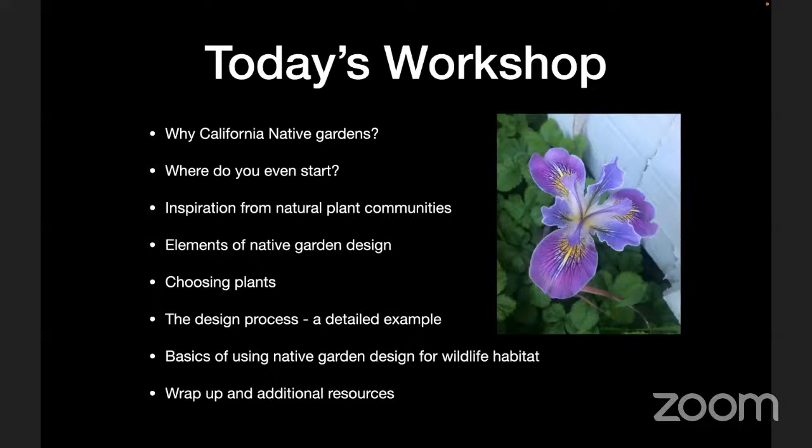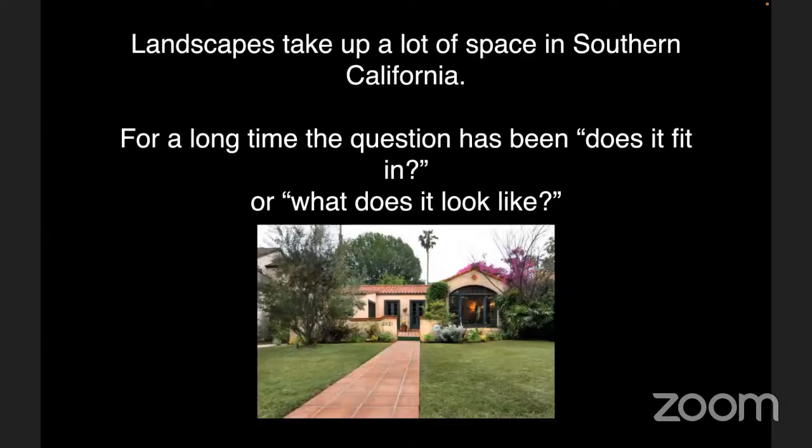We'll talk about different elements of native garden design. We'll talk about choosing plants, a detailed example of the design process, the basics of using a native garden design for wildlife habitat, and then we'll wrap up and provide additional resources. And we're going to start with a premise.